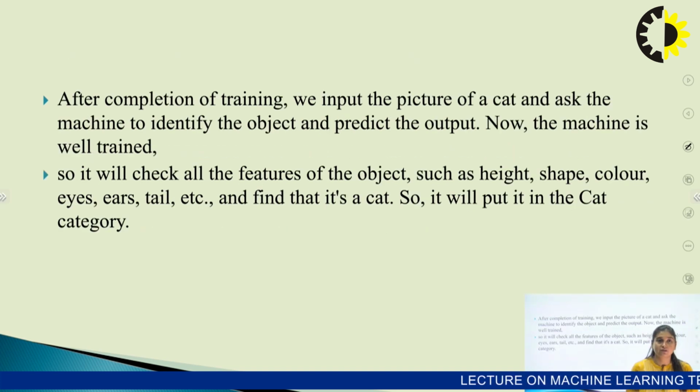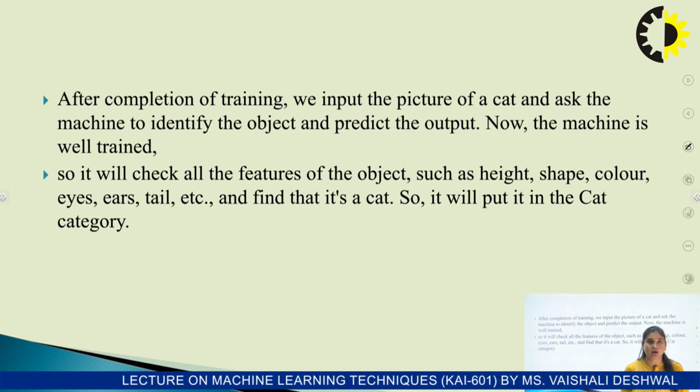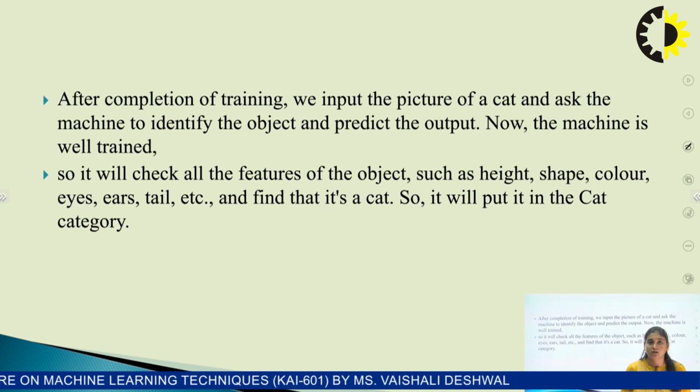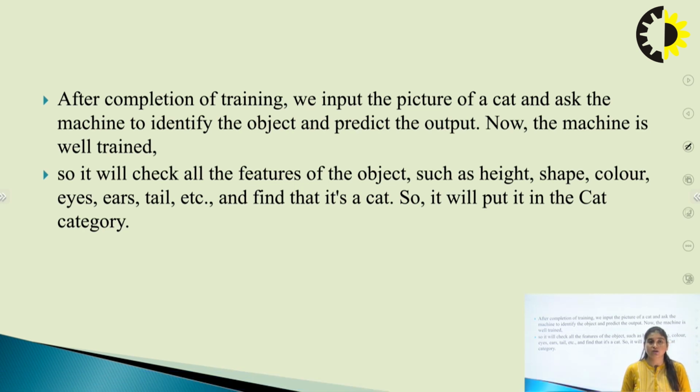Next, once the training is completed, we input the picture of cats and ask the machine to identify the objects and predict the output, and now the machine is well trained. So in this, we are just giving the input. We are feeding the machine that this is the feature of a cat, this is a feature of the dog, and we are telling the machine that if this is the feature, then it will be a cat. If this is a feature, then it will be a dog.